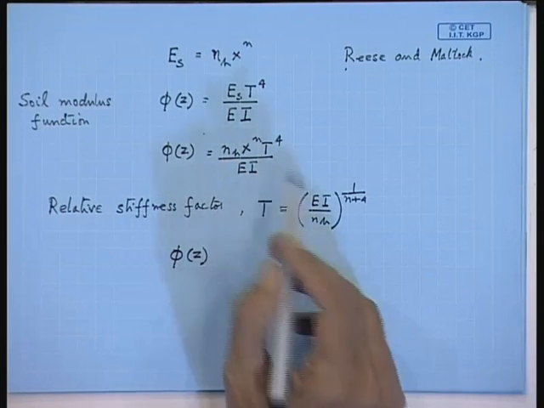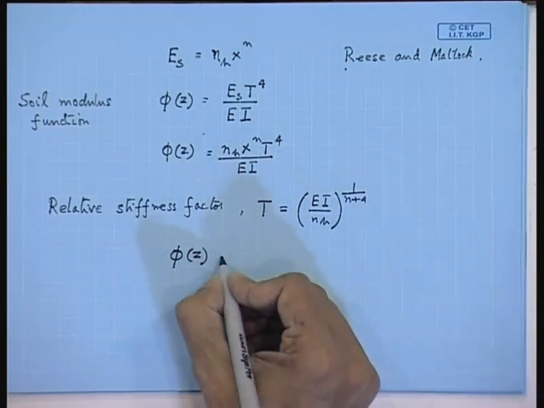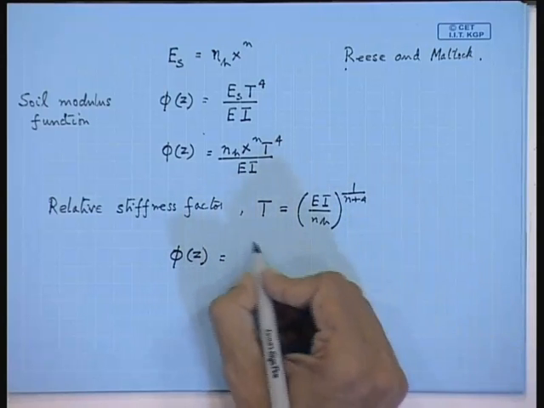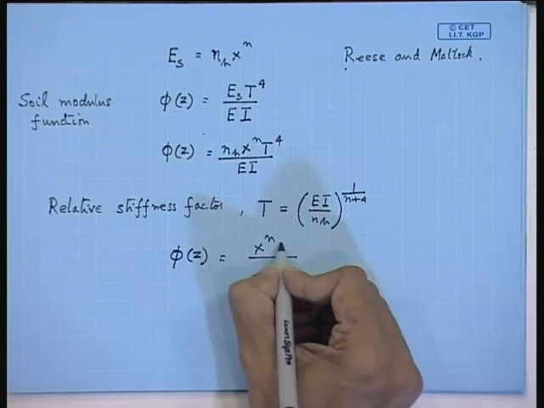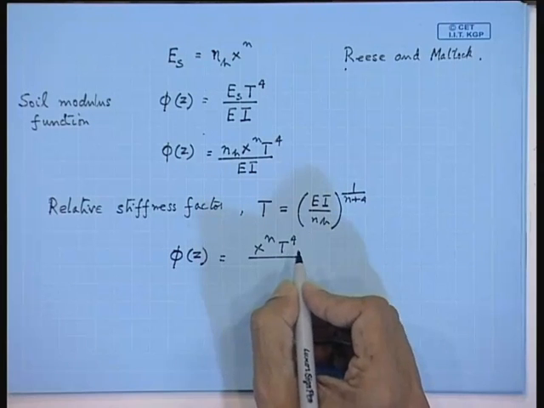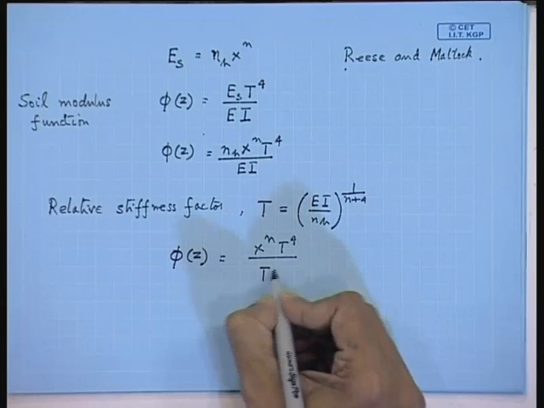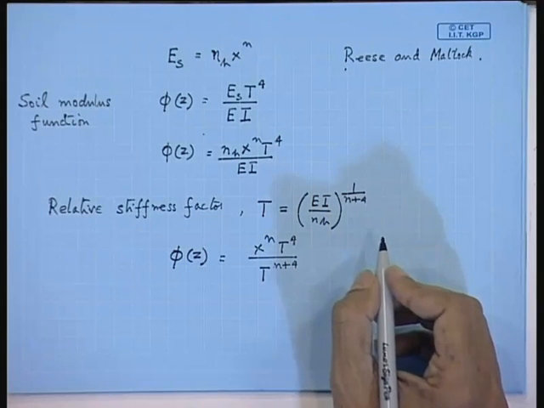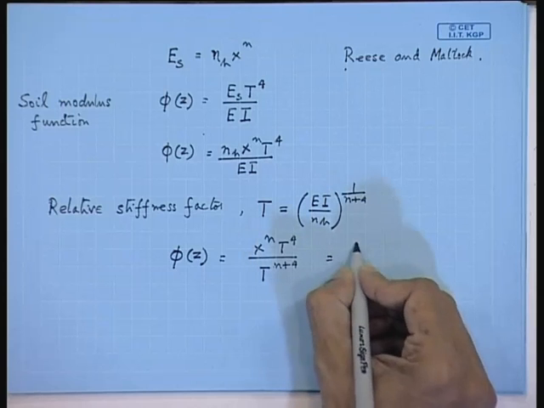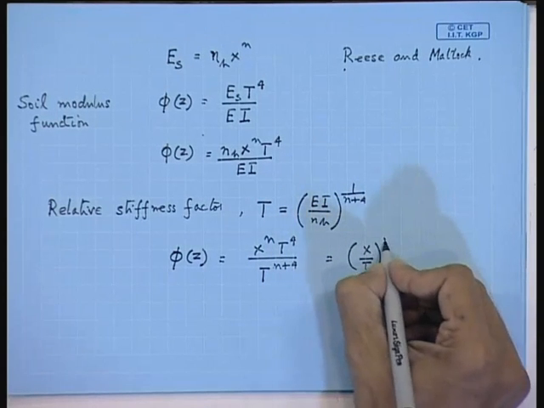So, this becomes how much? NH over EI T raised to the power. So, this will become x to the power n t to the power 4 divided by t raised to the power n plus 4. So, we are getting x by t to the power n.